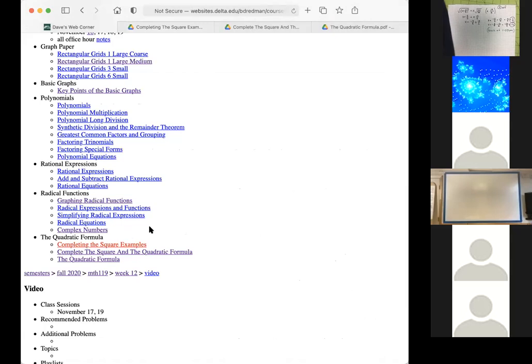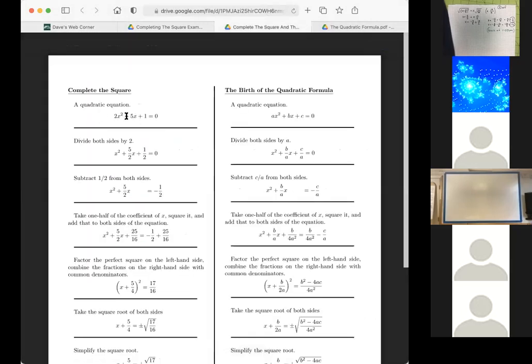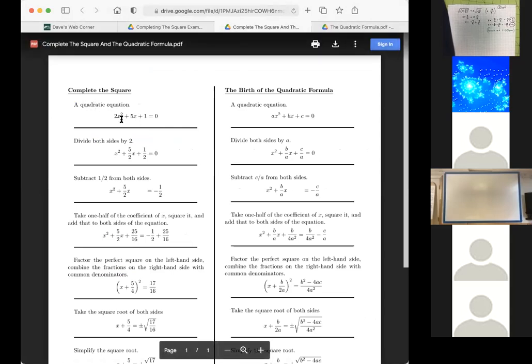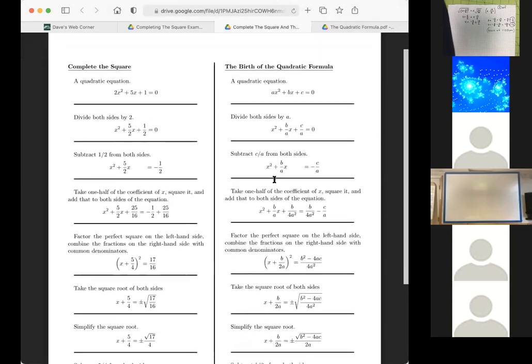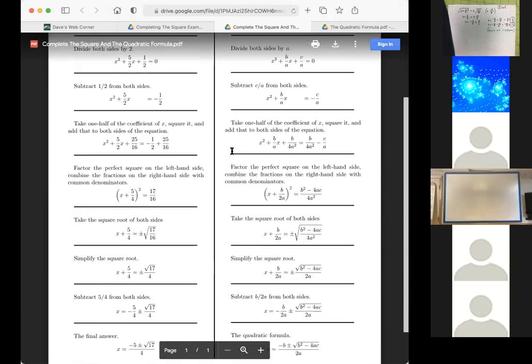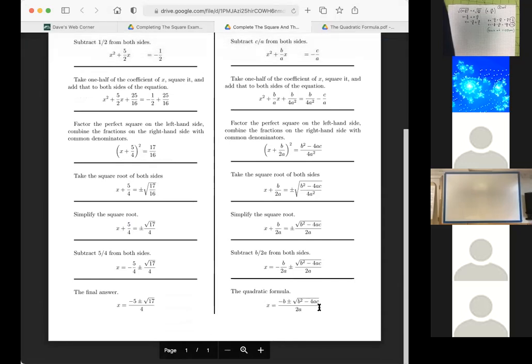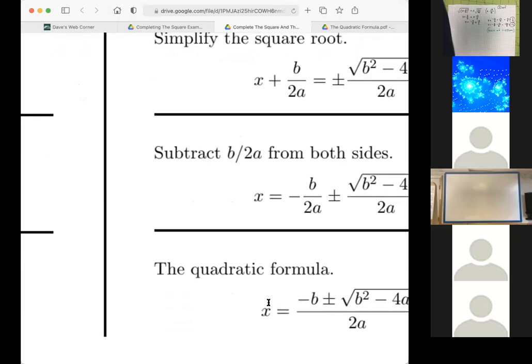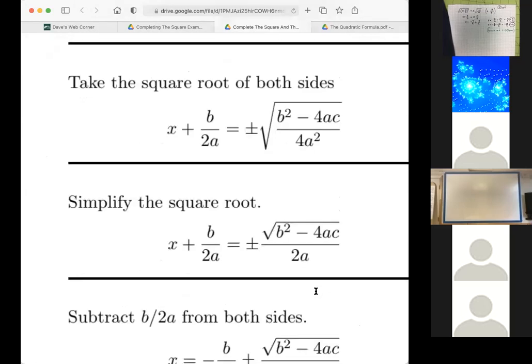Now, what we're about to do is use completing the square to derive the quadratic formula. I want to show you side by side, if I have a problem where I complete the square, it actually creates what we call the quadratic formula way down here at the bottom. This is the famous formula called the quadratic formula. But the quadratic formula is made by completing the square.